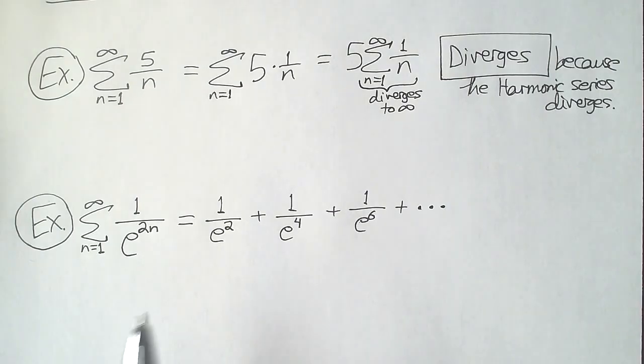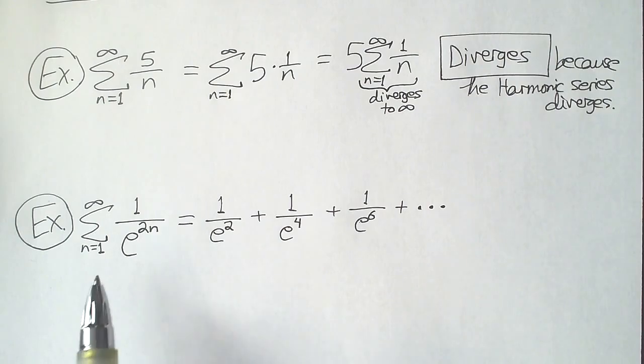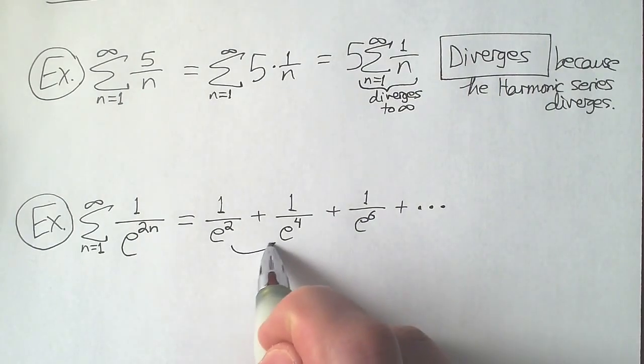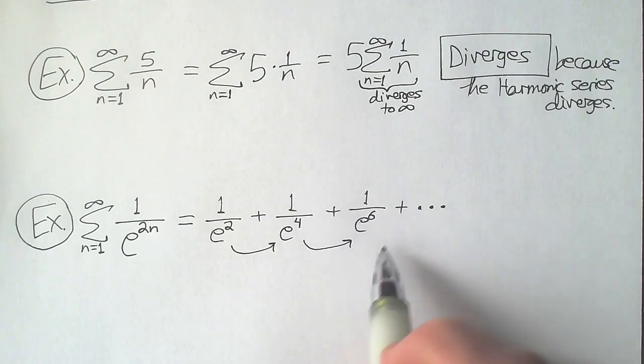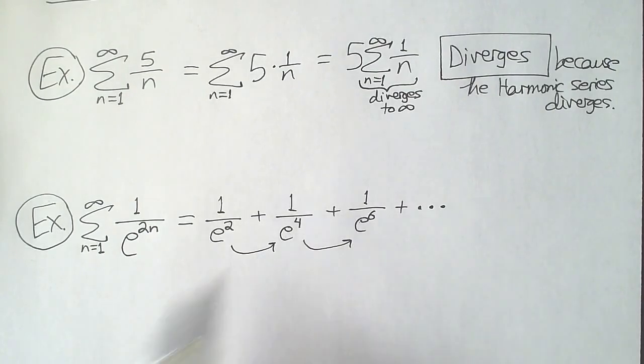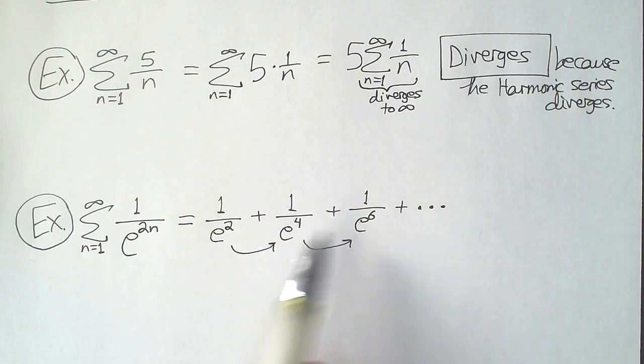Now, because this has an n that's somewhere in an exponent, I'm wondering if this is a geometric series in disguise. It doesn't really look like a geometric series because it doesn't have an n minus 1, but maybe there's a way to get it into that form. So I'll ask myself, is there a constant that I would keep multiplying by to get from one term to the next? And I think there is, because look at how these terms are changing.